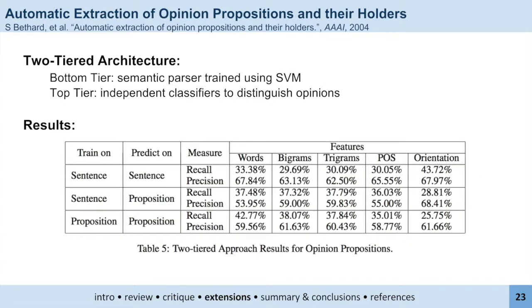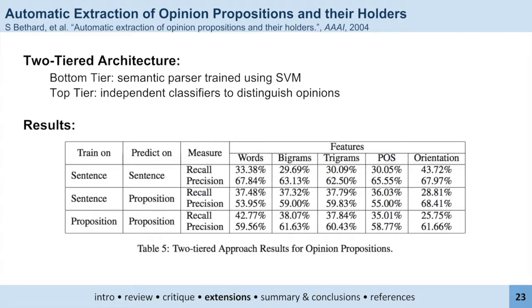The second approach first uses the semantic parser to get the semantic component and classify each proposition as opinion or not. It is implemented with a two-tiered architecture. The bottom tier is a semantic parser trained using SVM to identify propositions. The top tier consists of independent classifiers of the semantic parse to determine whether the propositions identified are opinions or not. Table 5 shows the results for opinion propositions using the two-tiered approach.